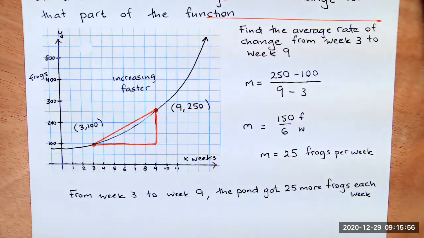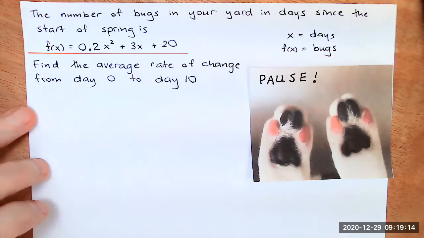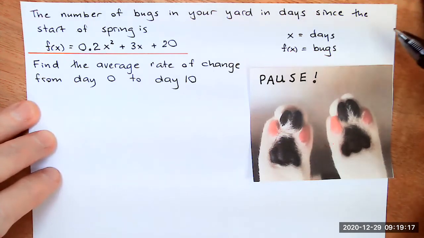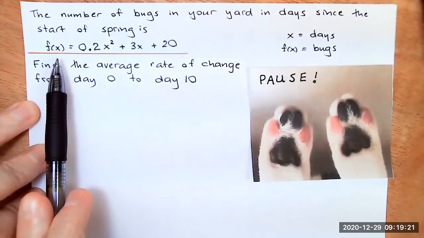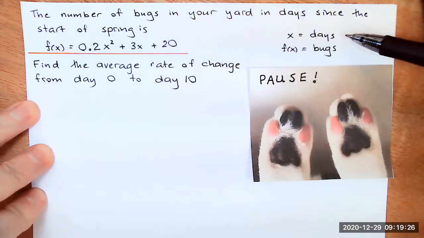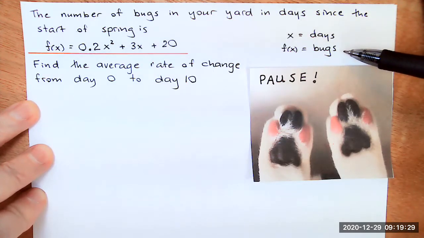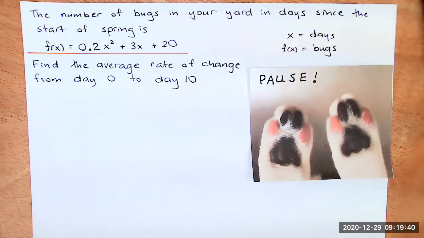All right, let's do another one. All right, let's do one where you're given an explicit function. The number of bugs in your yard in days since the start of spring is given by f of x is 0.2x squared plus 3x plus 20, where x is the number of days and f of x is the total number of bugs. Find the average rate of change from day 0 to day 10. And if I were you, I would hit pause and try this one on your own.